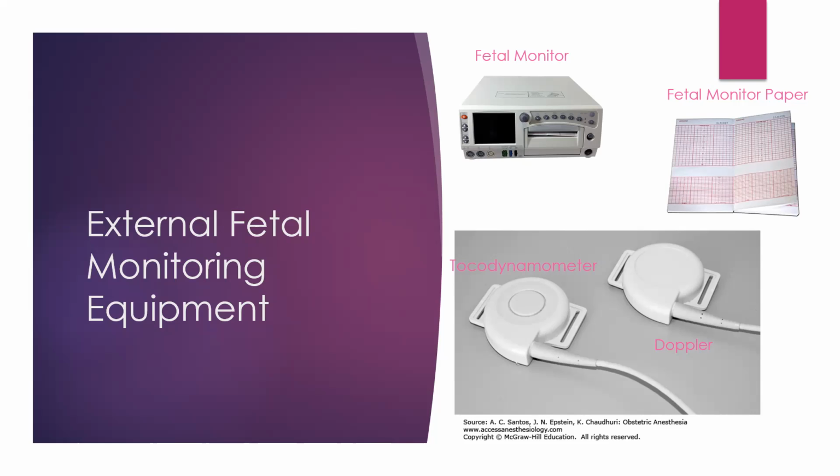And at the bottom, you can see the TOCO dynamometer as well as the Doppler. The TOCO, for short, is what we call it. That is going to measure your uterine contractions. It's only going to measure the frequency and the length of the contractions. It's not actually going to measure the true strength of the contractions. And the Doppler, which is to the right of the TOCO, is going to measure the fetal heart rate.